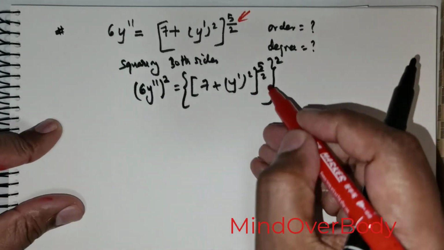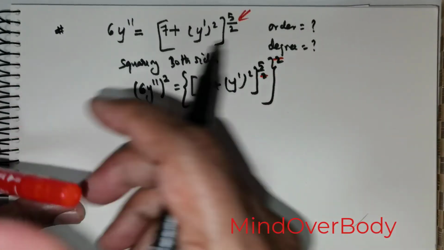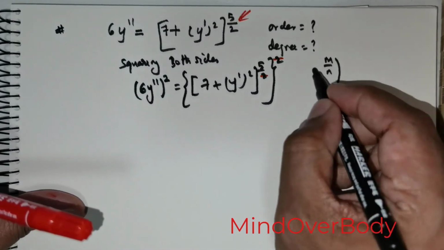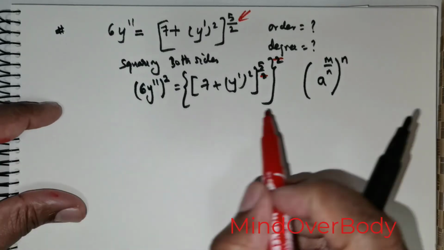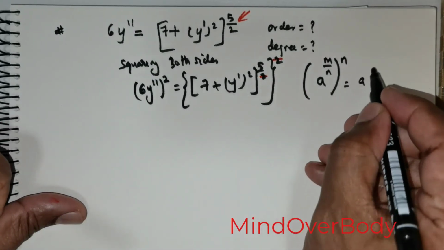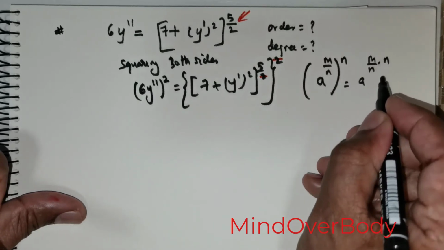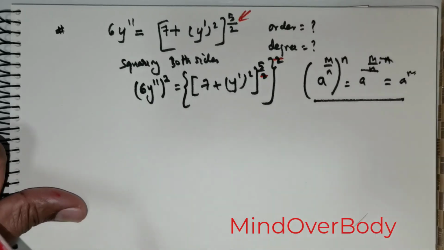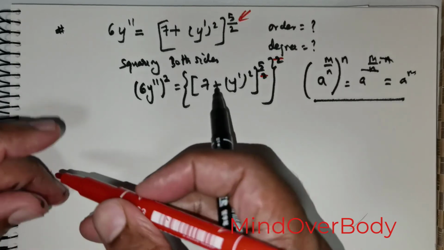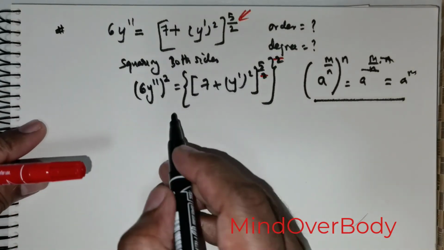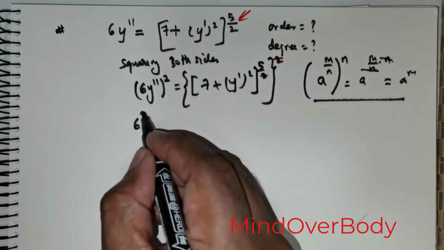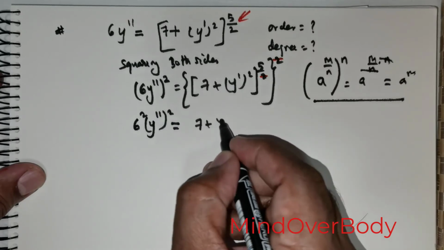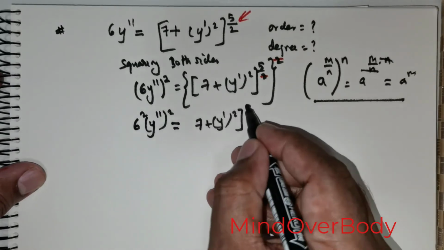So when it is squared, naturally the 2 and the 2 get cancelled. Why does it get cancelled? Suppose you have a quantity like a raised to the power of m over n, and you are taking it to the power of n. Then by the law of indices, this can be rewritten as a raised to the power of m over n times n, which I can further rewrite by cancelling the n as a raised to the power of m. So that's from the law of indices. So having obtained the output, we need to formulate this. So this is going to give me 6 squared times (y double dash) raised to the power of 2 is equal to (7 plus y dash raised to the power of 2), that is raised to the power of 5.